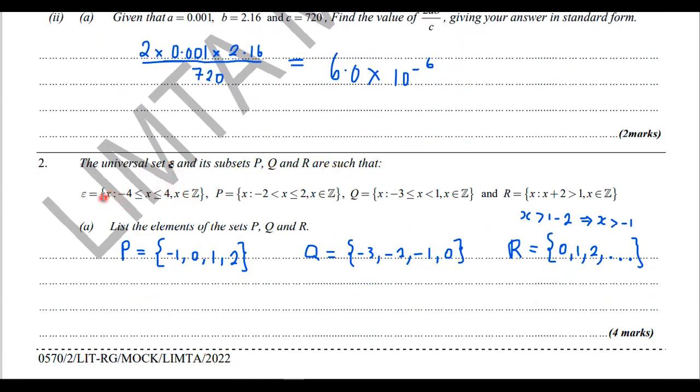Then question 2 reads, the universal set and its subsets P, Q, and R are such that the universal set ranges from -4 to +4. Now, when you look at these inequality signs, there is another line under. So it is less than or equal to. When you have less than or equal to, it means that this -4 is included. And look at it from above, you have less than or equal to 4. It means that the last number there is 4. Why? Because we are working with a set of integers.